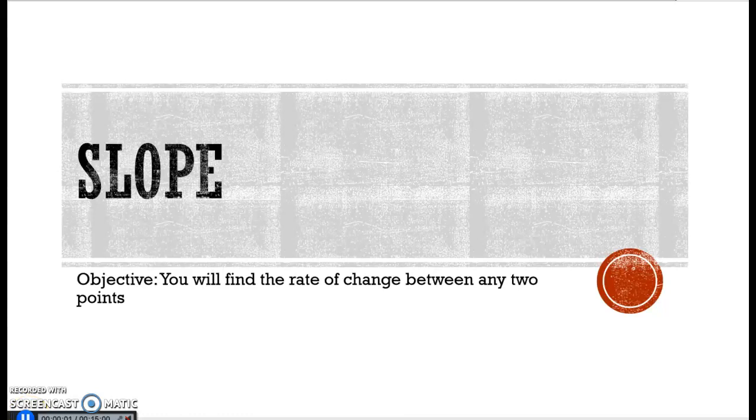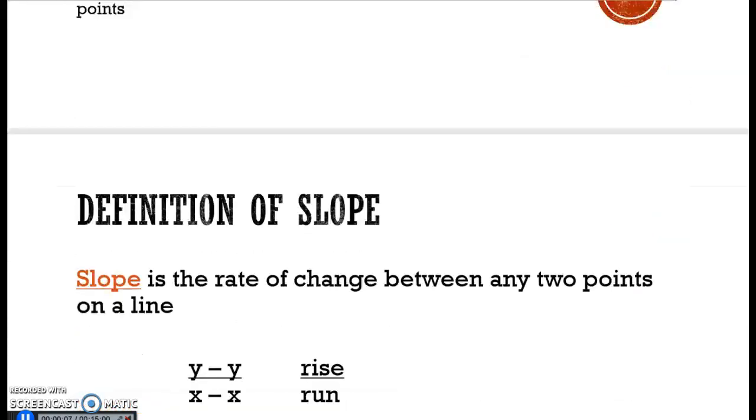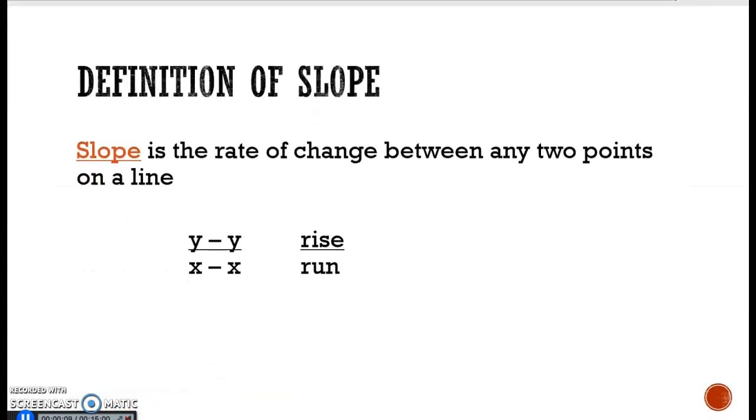Today's video is about slope. The objective is for you to find the rate of change between any 2 points. The definition of slope is the rate of change between any 2 points on a line or on a graph. So what you are going to use is y minus y over x minus x. If you're looking at a graph, this is how much the graph goes up compared to how much it goes over.